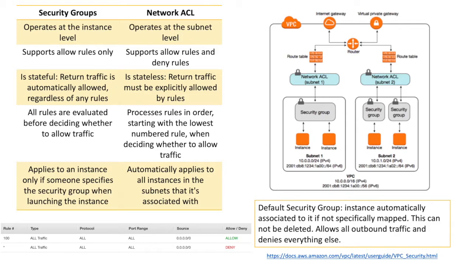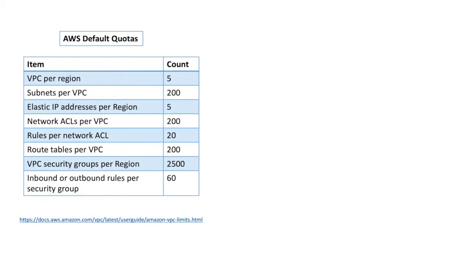Also, there is one default security group. If you have not mapped your instance to any specific security group, then it gets mapped to this default security group, which cannot be deleted, and it allows outbound traffic and denies everything else. So many of the questions come around these allow rules and deny rules for network ACL and at which level it operates. Important security mechanisms for any cloud.